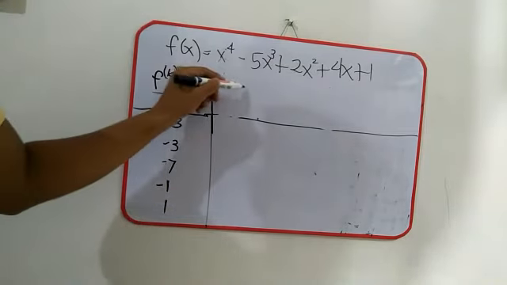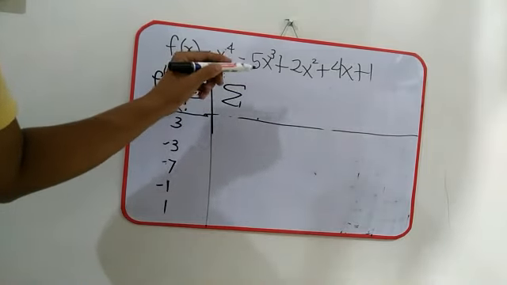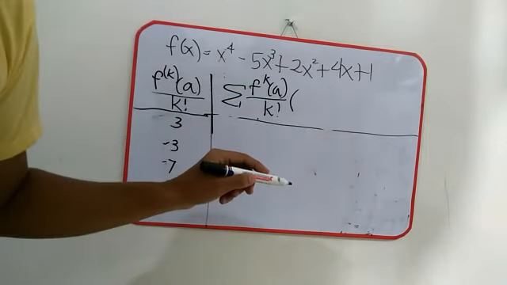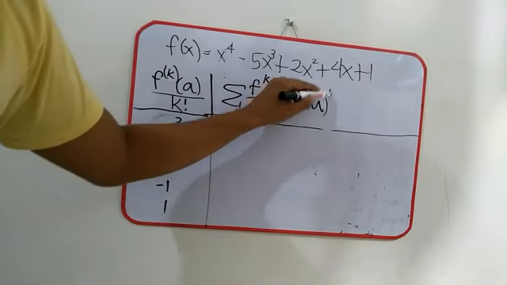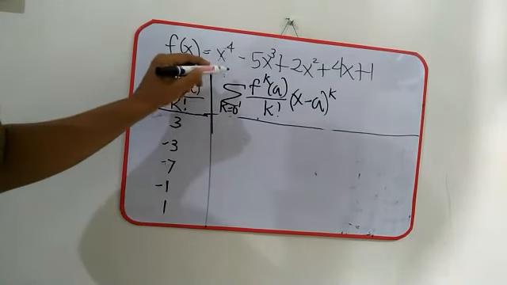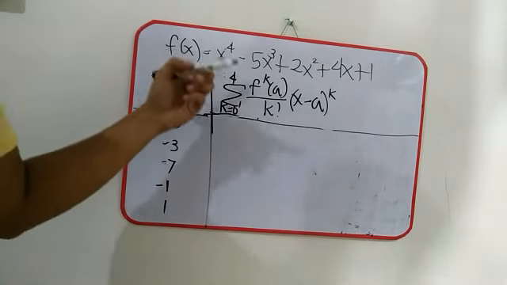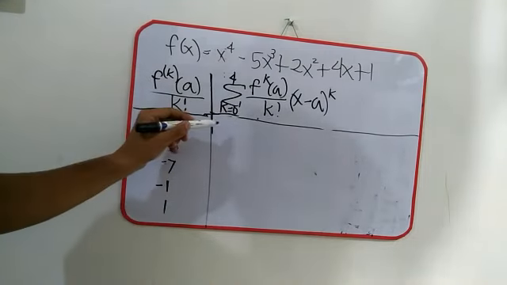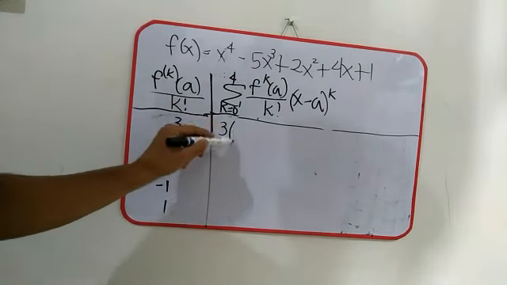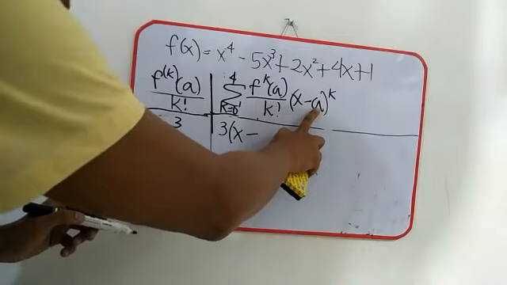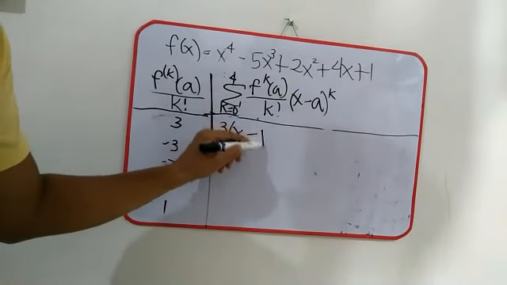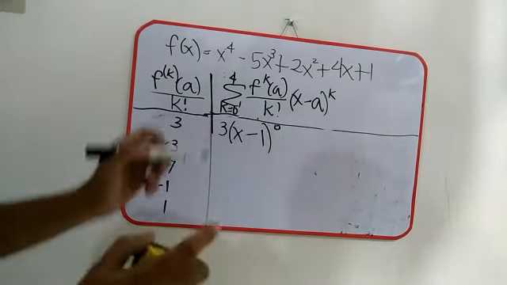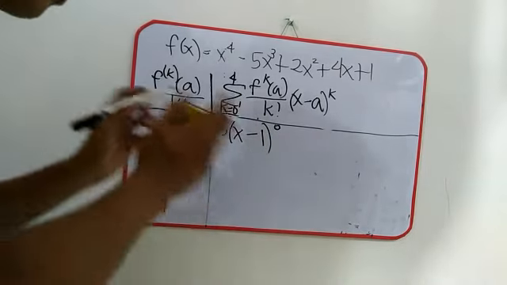So for the last column, we need to find the summation of f raised to k of a all over k factorial times the quantity of x minus a raised to k, from k is equal to 0 up to 4, since n is equal to 4. So we will just copy the answer on the fourth column, which is 3, times the quantity of x minus a, where a is equal to 1, raised to the k, where k is equal to 0, since the first value of k is 0.